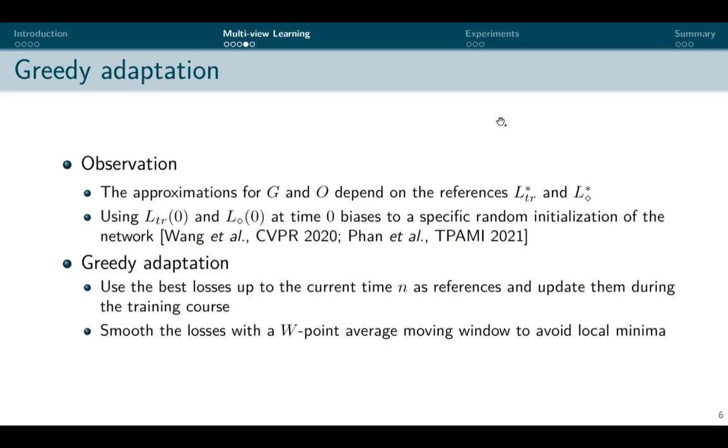Alternatively, we propose to perform greedy adaptation, where we use the best losses up to the current time as references. Furthermore, we update them during the training course as well. And to avoid the references getting stuck at some local minima, we further smooth the losses with a moving average window.